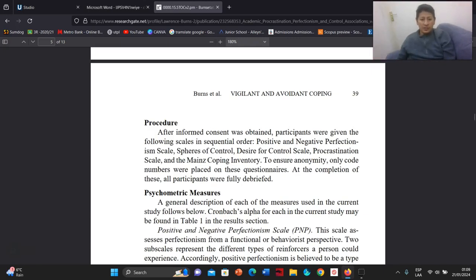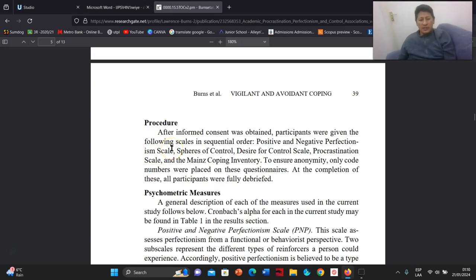For example, if you notice, after informed consent was obtained, participants were given the following scales. You know, for example, in this case, the author gave scales in order to understand how they procrastinate or avoid coping. Yeah, the positive and negative perfection scale, you see, a scale. You see the procedure. Here are the materials and methods used.